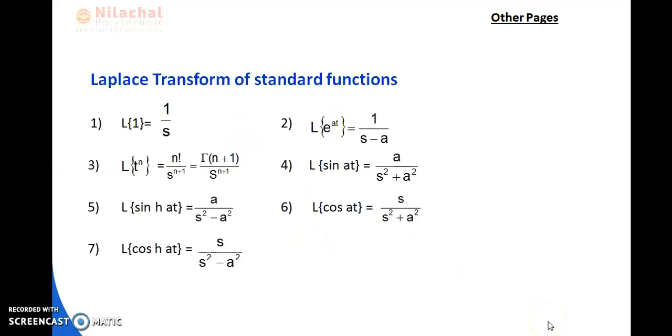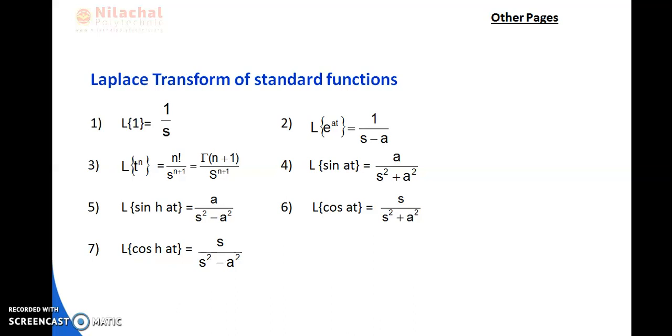Then the Laplace transform of standard functions. As we know, we have studied Laplace of f of t. F of t means function of t. Sometimes your f of t is a constant, sometimes e to the power at, sometimes t to the power n, sometimes sin at or cos at, or sinh at or cosh at. Clear?